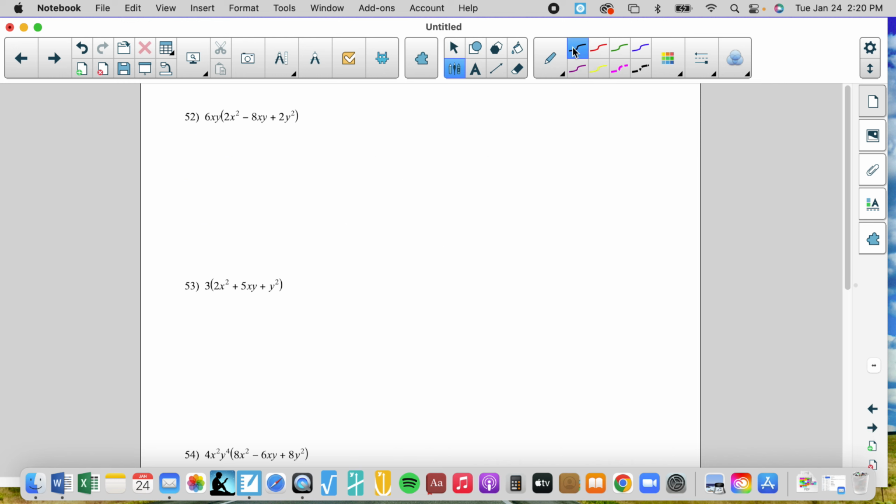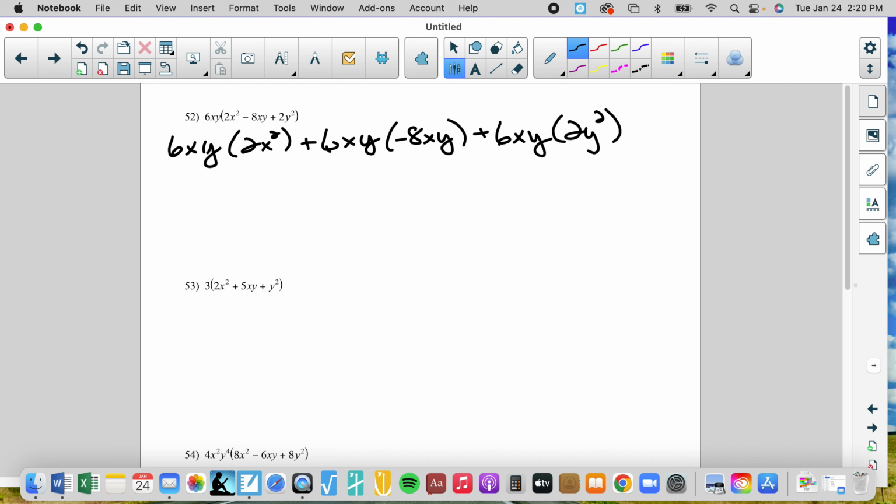Number 52, 6xy times 2x squared plus 6xy times negative 8xy plus 6xy times 2y squared. That gives 12x to the third y, negative 48x squared y squared, and 12xy to the third. Look at the first variable: x to the third, x to the second, x to the first.